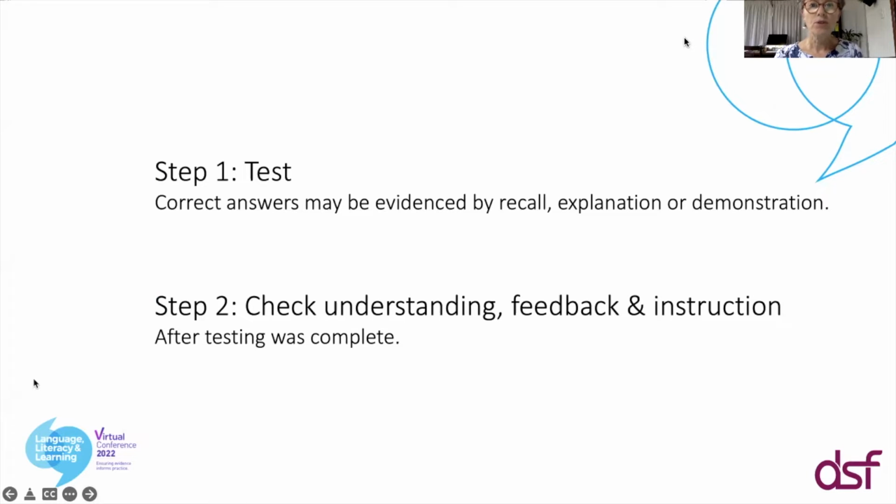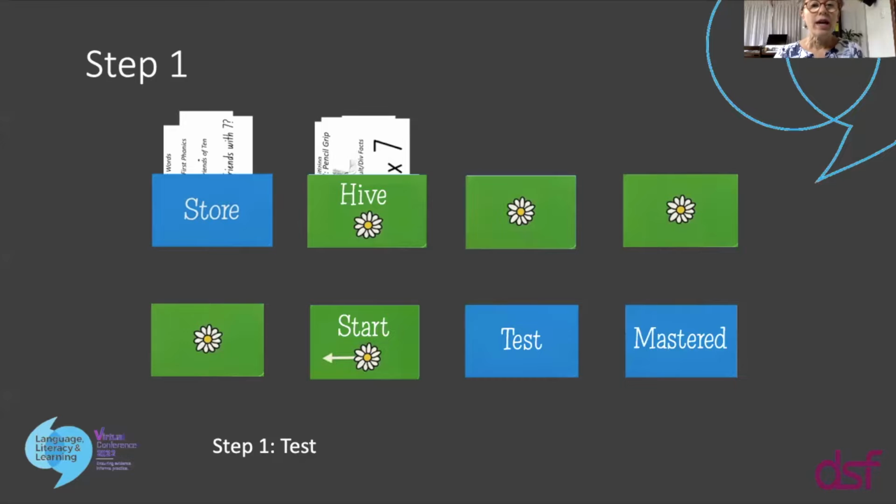The process for both tutor testing and mastery testing is the same. The first thing to happen is always the test, because this is testing the recall over the previous interval. And step 2 is to check for understanding, provide feedback and instruction. Here we have the folder ready to go for the very first session, given there's only content in the first pocket. So the tutor will test the content in this pocket and it will move forward if correct, and it will be placed aside if it's not correct.